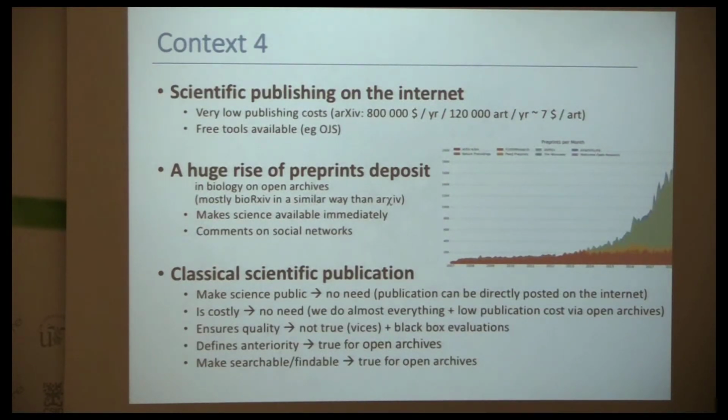So step by step, biologists, like physicists before, because physicists put a lot of papers on arXiv, like mathematicians. But step by step, biologists are doing exactly the same using bioRxiv. If you see this, this is the number of preprints in open archive, and in green, this is the number of preprints in bioRxiv.